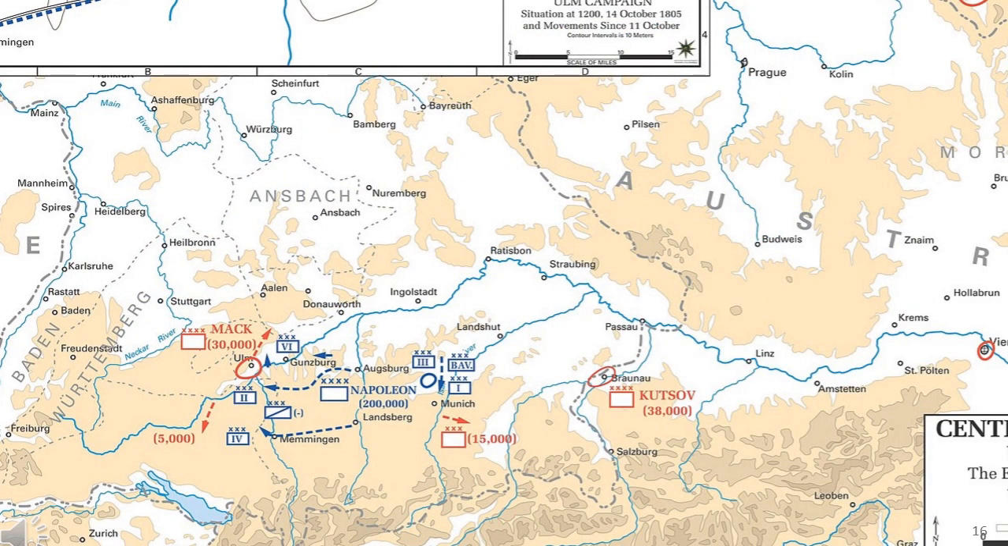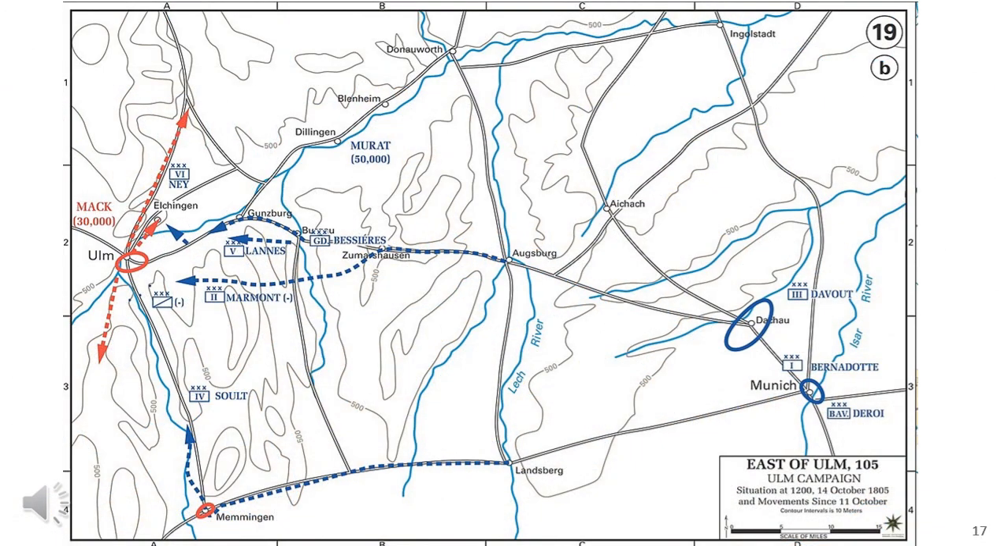On this map we can show the positions of the various forces between the 11th and the 14th of October. As you can see here, Napoleon was tightening the noose around the Austrians. This shows a more detailed map of the position on the 14th of October. The Austrians did attempt to escape in different directions, but generally failed. I mean, some forces did get out. The forces which surrendered were certainly not the entire army, but it was certainly a big part of the army.